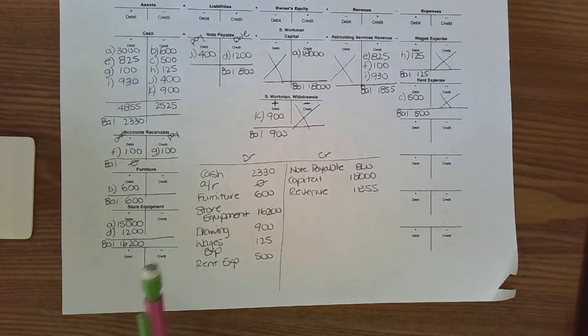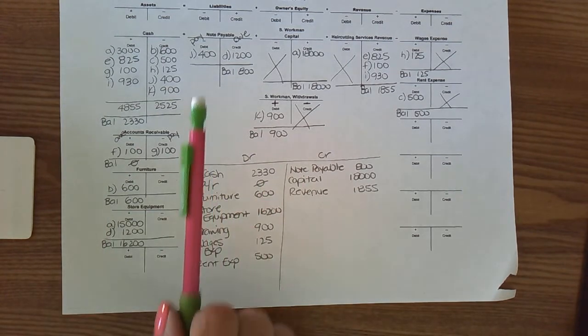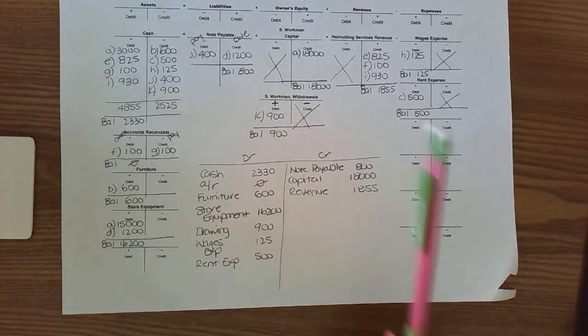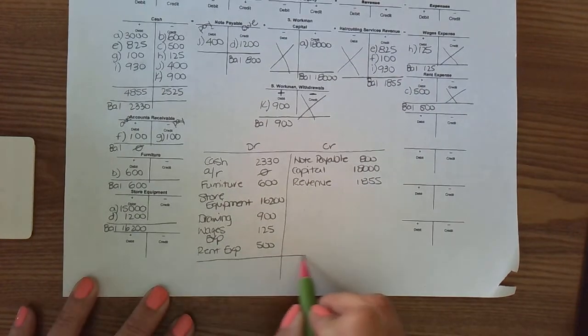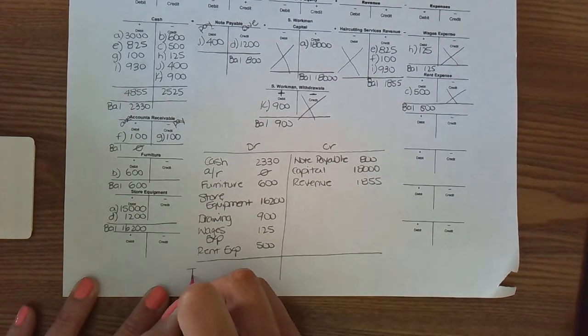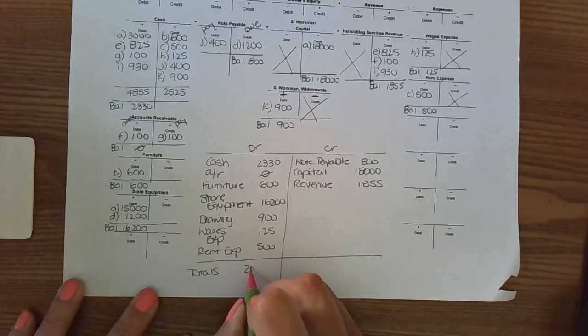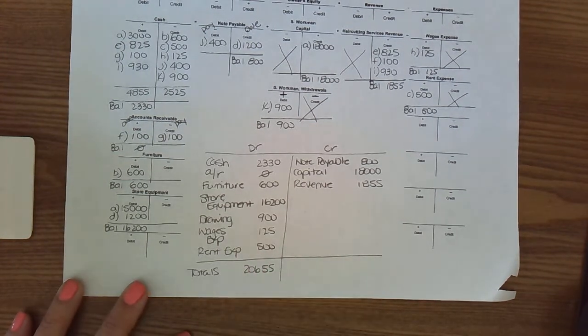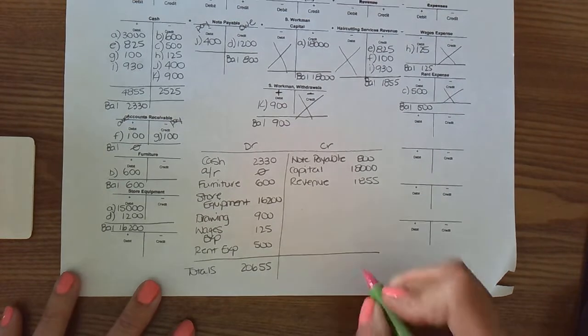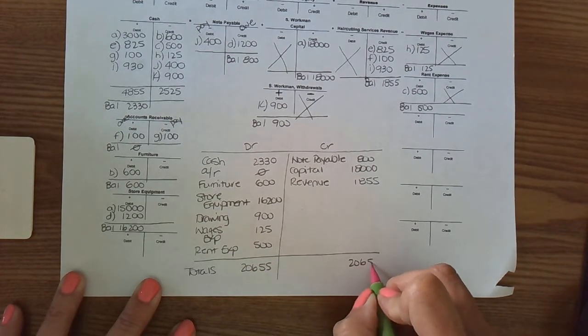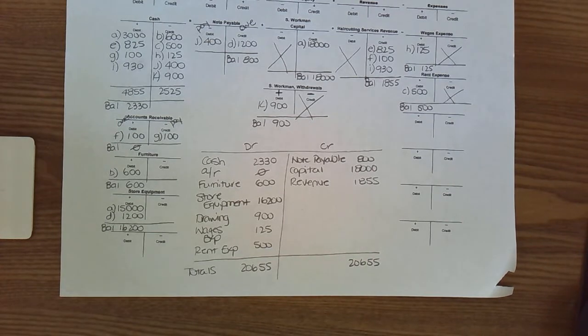So I listed the ending balances for each of the T accounts on either the debit or credit side, depending on how they came out in the T account. All right, down here at the bottom, we're going to draw a line across our T account, and I'm going to write totals. And I'm going to add up my debit side, and I'm going to add up my credit side. So my debit side is $20,655, and my credit side is $20,655. So my debits and credits equal.